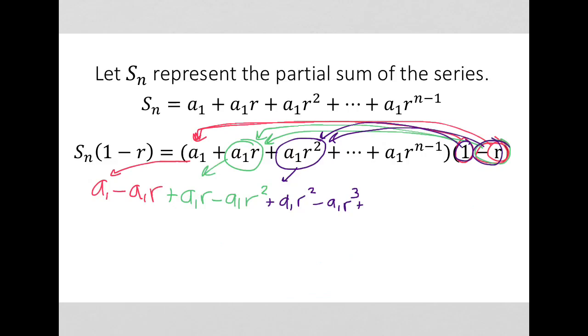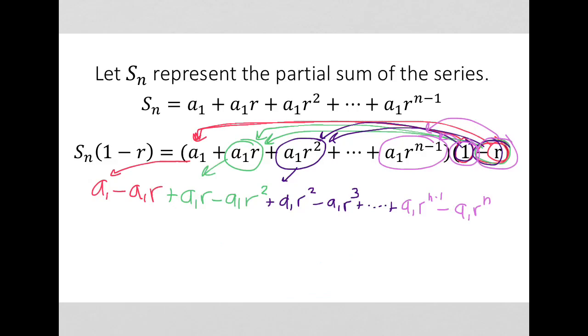And I'm going to continue on in this manner all the way up until I hit that last term right there. So I'll multiply by 1, which will give me the last term, a sub 1 times r to the n minus 1. And then I'm going to multiply by the negative r, which is going to change the sign and increase the power by 1. So if I have r to the n minus 1 and I'm increasing that exponent by 1, I now have a sub 1 times r to the power of n.